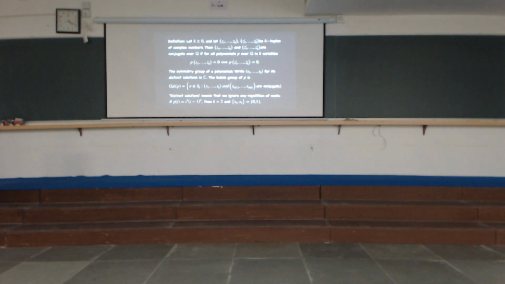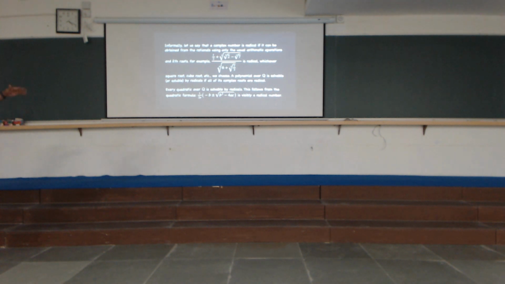So here is a quick definition. The Galois group of a polynomial P is exactly those permutations such that, if S1, ..., Sk are the solutions of the polynomial and you permute them, then they are conjugate. Okay? Well, distinct solutions of course means what it means. That you already know.